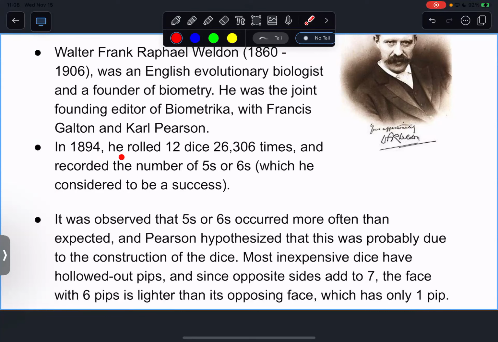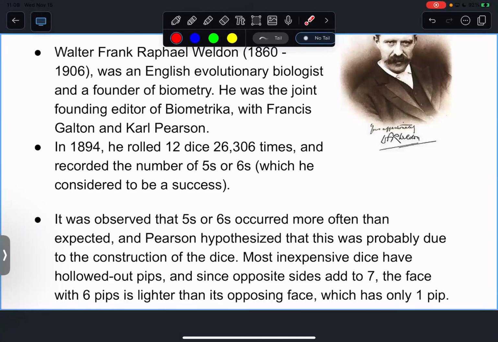So in 1894, he rolled 12 dice, 26,306 times. At that point, how do you stop? Well, that's it for me. 26,306 times? That's weird, right? He just gave up.